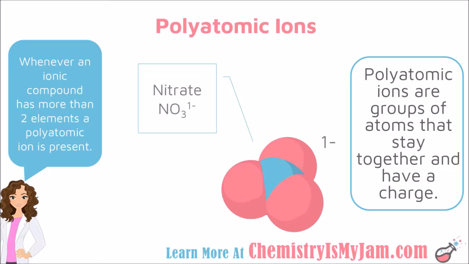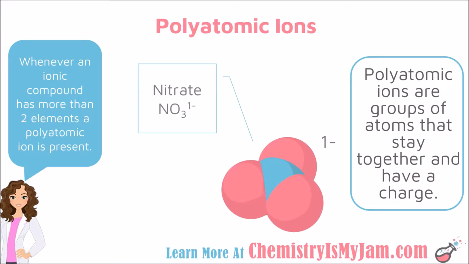In this video, we're going to be talking about polyatomic ions. Poly means many, atomic, so many atoms, and then ions indicates that there is a charge. So polyatomic ions are groups of atoms that stay together and have a charge.